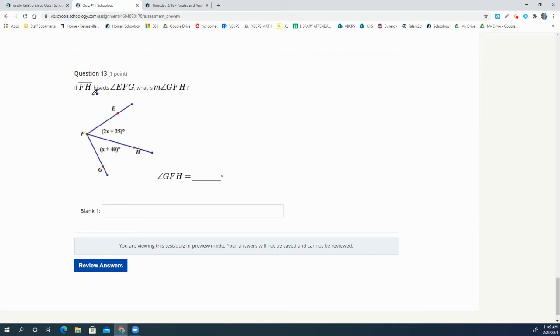What do I do here? We've got another bisect. What do I know about bisect? I've taken a giant piece of cake and I've bisected it. What do I know about those two pieces of cake? They are 100% equal. So this top piece is exactly equal to this bottom piece. So we'll do 2x plus 25 equals x plus 40.